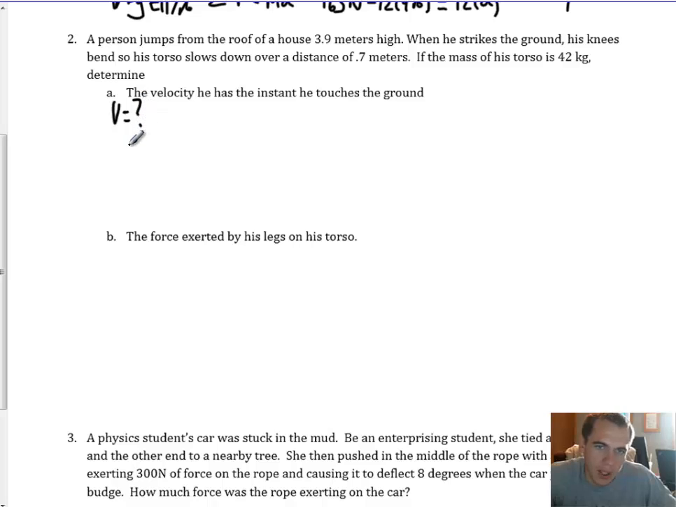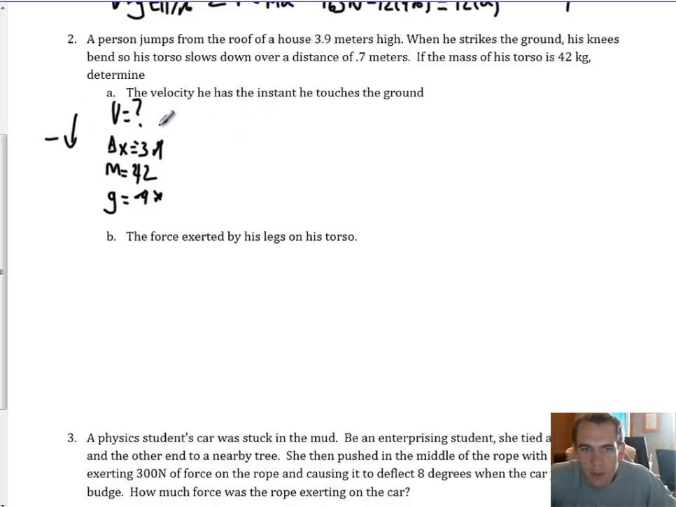V equals what? Okay, and we're given he changes position, he falls 3.9 meters. So I'm going to go ahead and call that a negative 3.9 meters because he's falling down. He strikes the ground, so that's after he falls, so that's the point I'm dealing with. His mass is 42 kilograms. Don't think that's going to come into this part of the problem. And let's see. Acceleration due to gravity is what's pulling him down. So g is negative 9.8, and I've just assigned down as the negative direction.